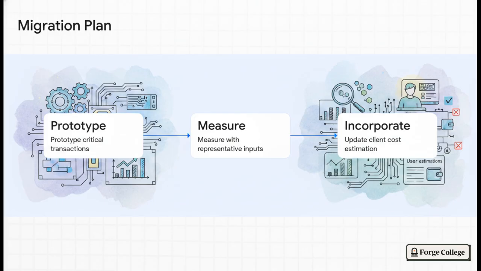Step 2, measure your unit consumption using truly representative inputs. Run your hot paths and meticulously observe the instruction-level compute consumption. And Step 3, incorporate those findings directly into your client-side cost estimation and your user experience. The absolute last thing you ever want is to surprise an end user with a failed transaction simply because your pre-flight compute budget was estimated incorrectly.